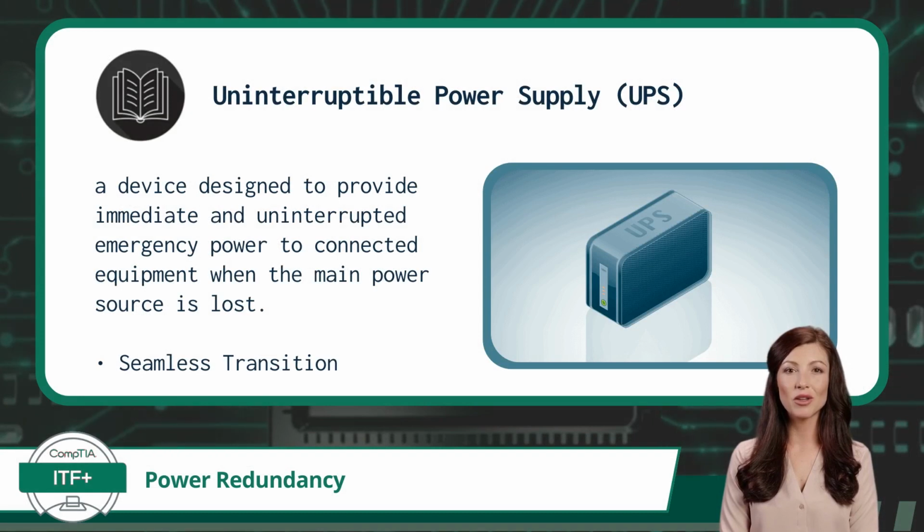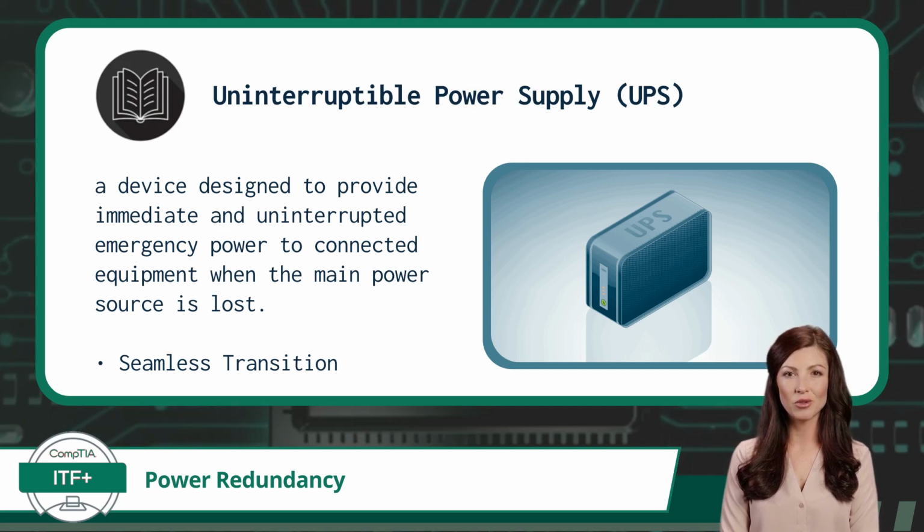In situations where there are sudden and unexpected power interruptions, a UPS, or uninterruptible power supply, becomes an invaluable asset while providing a certain level of fault tolerance. A UPS is a device designed to provide immediate and uninterrupted emergency power to connected equipment when the main power source is lost. This seamless transition of power is especially important in IT environments, where servers are constantly processing and transmitting data.